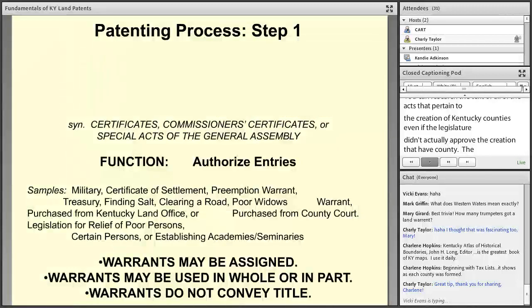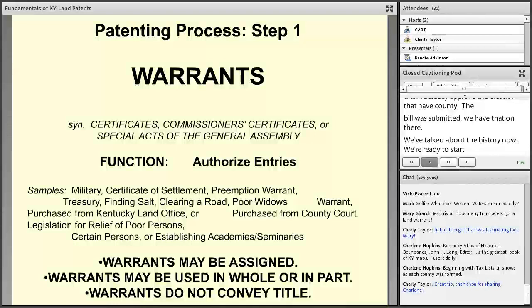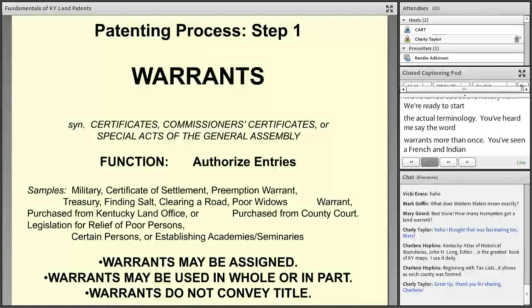We've talked about the history now. We're ready to start the actual terminology. And you've heard me say the word warrants more than once. You've seen a French and Indian War warrant. Anyone who got a warrant or bought a warrant still had to follow the rest of the process in order to acquire title to land. Warrants did not convey title. They're just a step one in a four-step process. Now, if you go into different areas of the country, they will tell you that the grant is the patent.